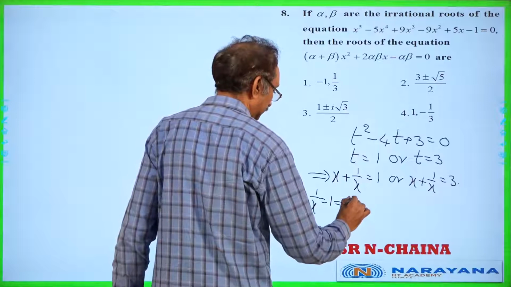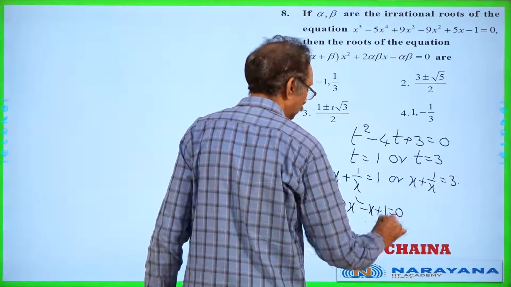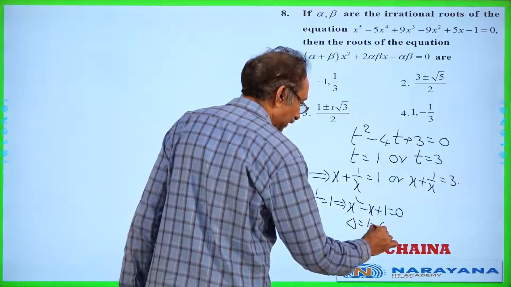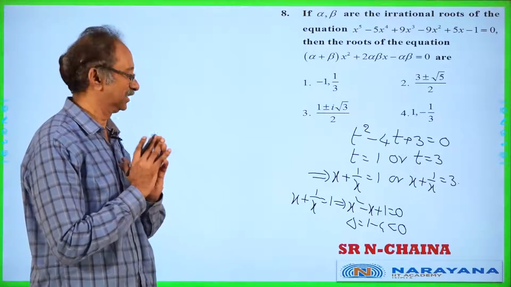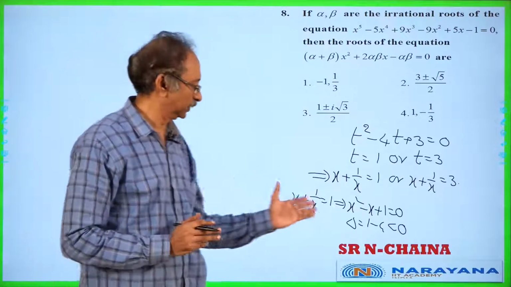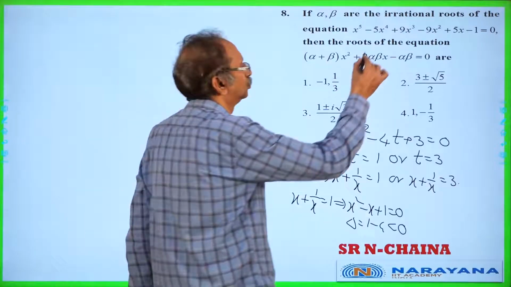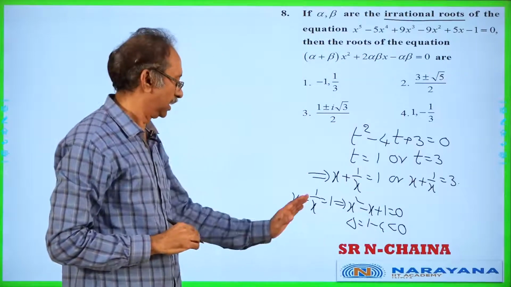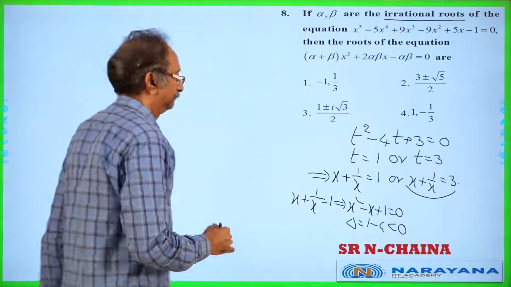That implies x square minus x plus 1 is equal to 0. See the discriminant here, b square minus 4ac less than 0. That means you will get imaginary roots. Of course, we can write them, but we are interested only in irrational roots, not imaginary roots. Therefore, I don't go for that. See, I will take this equation.